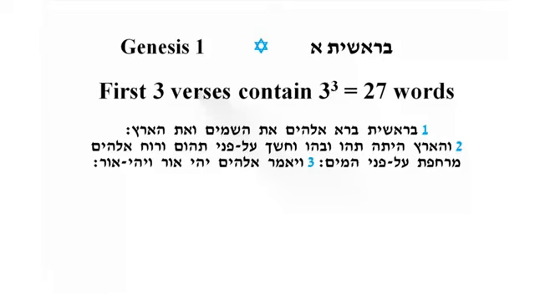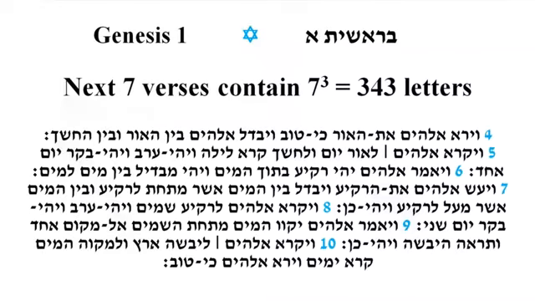Now, this is kind of cool. The 3s and 7s carry on. In Genesis 1, the first chapter of the Bible, the first 3 verses contain 3 cubed words. 3 cubed is 3 times 3 times 3. 3 times 3 is 9, times 3 is 27 words in the first 3 verses. The next 7 verses contain 7 cubed letters. 7 times 7 is 49, times 7 is 343 letters.